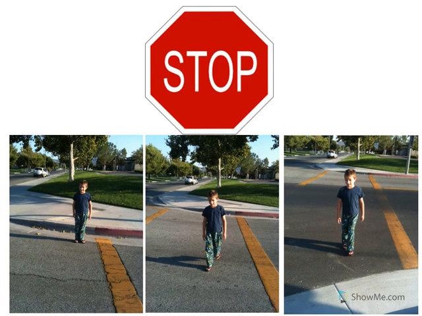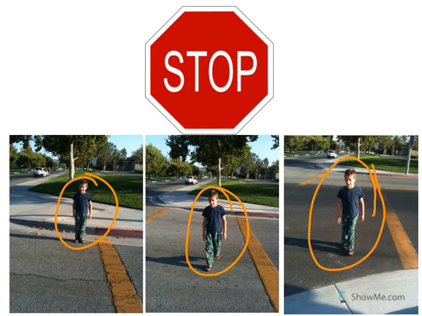First, you look to the left. And then you look to the right. If there are no cars, then you can step into the crosswalk. Walk across the street. Now you've crossed the street safely. If you're walking down the street and you see this sign, you have to stop. You have to look both ways and make sure there are no cars before you can cross the street.